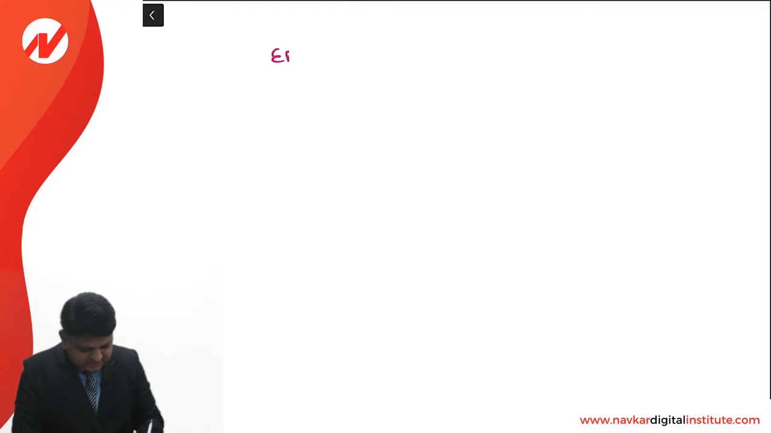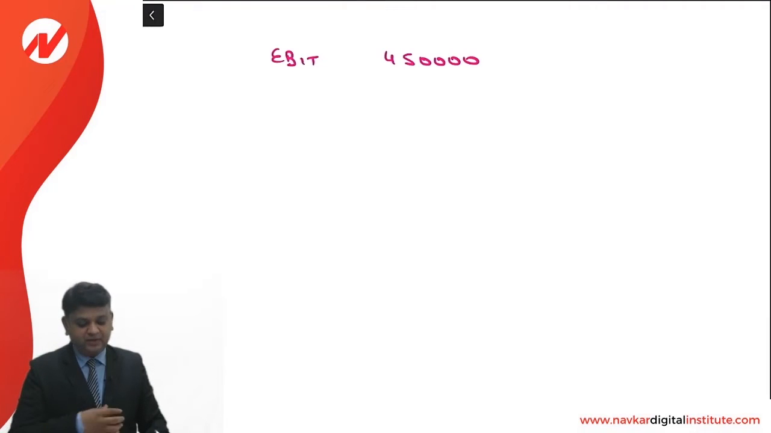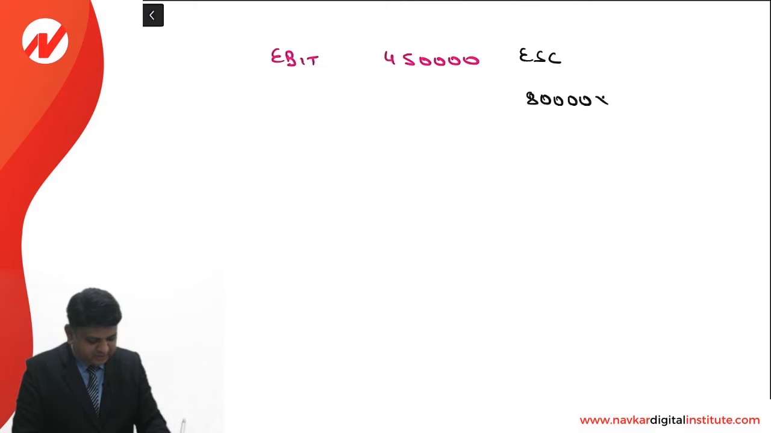Earning before interest and taxes is provided as 4,50,000 right now. This amount of earning is generated by employing capital consisting of the equity share capital, 80,000 equity shares of rupees 10, which comes to 8 lakhs. Next are reserves and surplus, 12 lakhs.